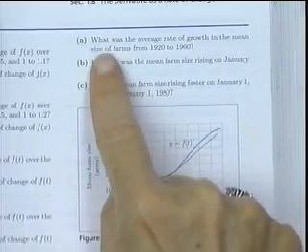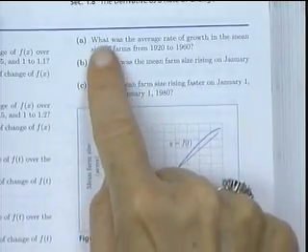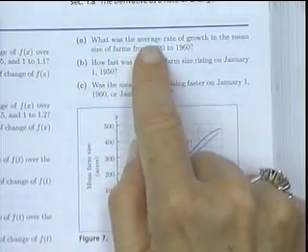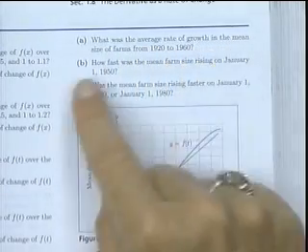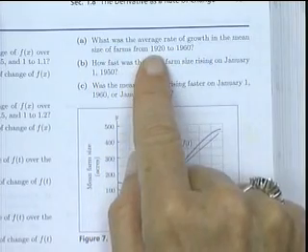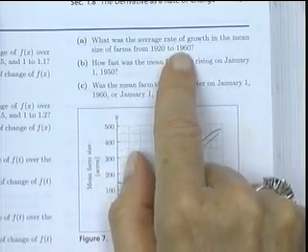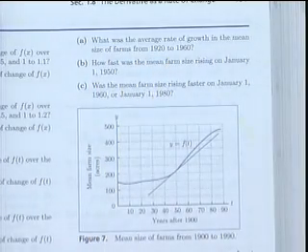Now, question A, and you tell me how to do it. What is the average rate of growth in the mean farm size from 1920 to 1960? Whenever you're going to find the average of something, you need 2 points, and they're giving it to us. Very good.